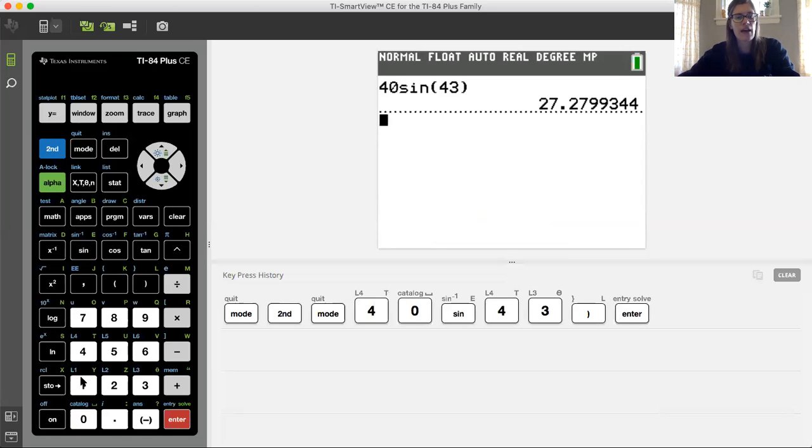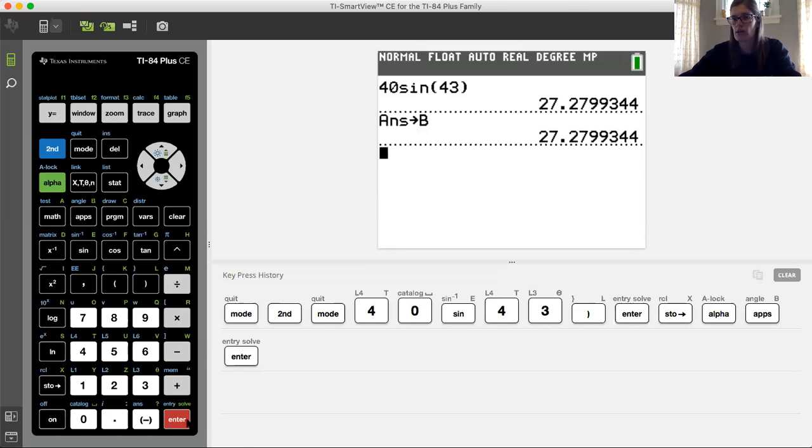But what I'm going to do is down by the 1, there's a button on the left that says STO with an arrow. That's for store. So I'm going to click it, and then you can tell it any alpha letter you want to store it as. Since this is going to be my B value of the quadratic formula, I'm going to do alpha, and then I'm going to choose B, which is the apps button. So it's saying take this answer, 27.27 stuff, and store it under B. And then I hit enter and it's stored. So now when I want to do the quadratic formula, every time I want to use that 40 sine 43, I can just call up B and it'll put that number there for me.